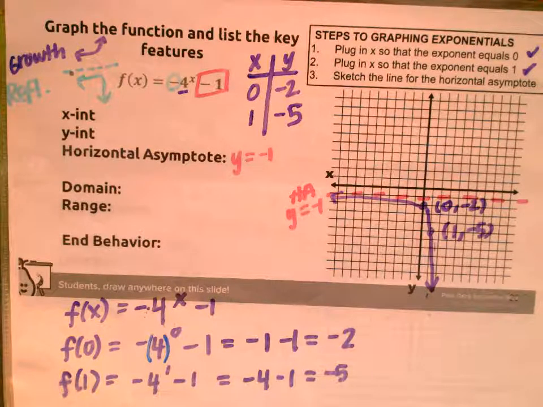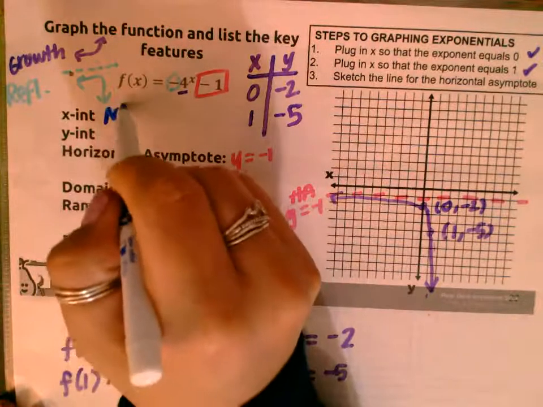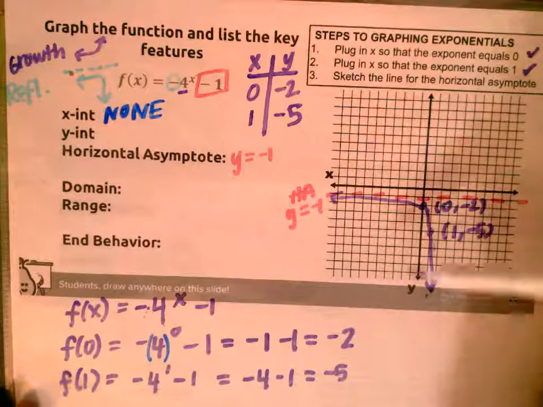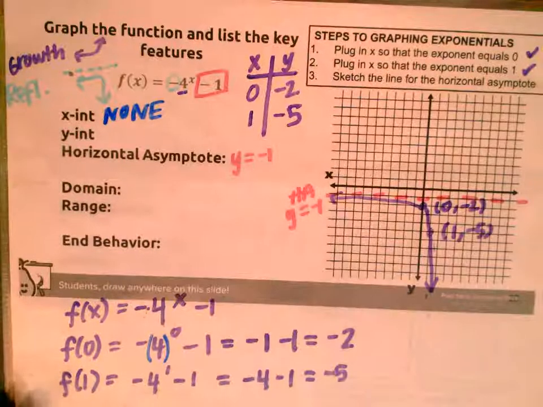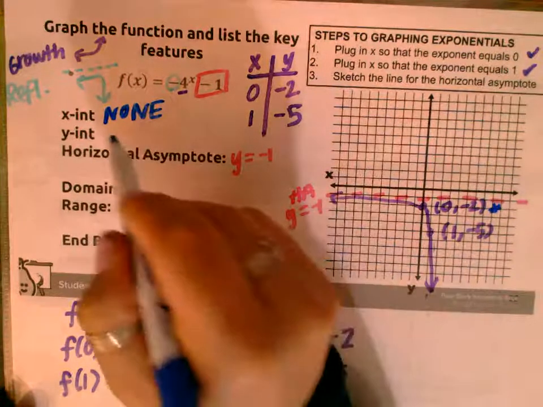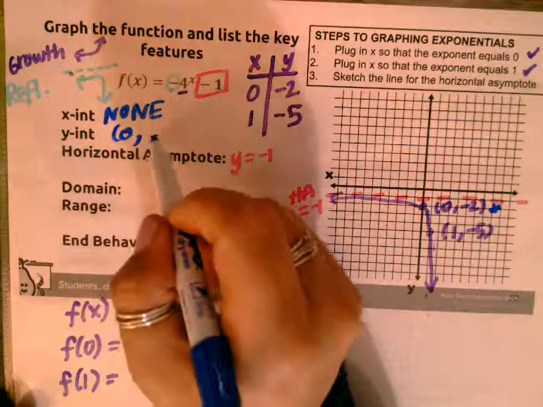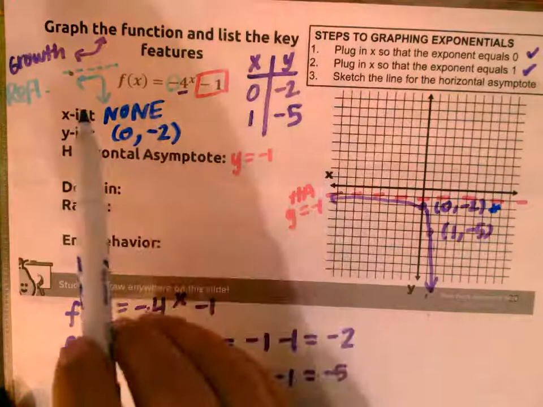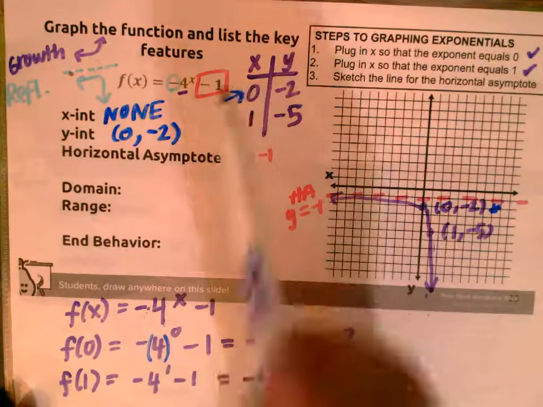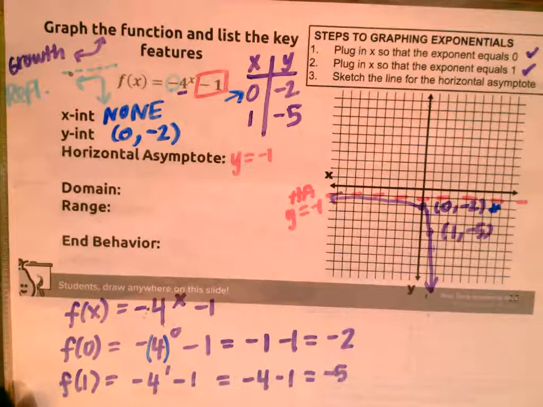So since it exists below the asymptote, and the asymptote is below the x-axis, there are no x-intercepts. And it will never cross. I don't even need to solve for it because I can visually see that it will never go up to that x-axis. However, it does have a y-intercept. It's right here at 0, negative 2. Remember, x-intercepts occur when y is 0. Y-intercepts occur when x is 0. We have our horizontal asymptote.